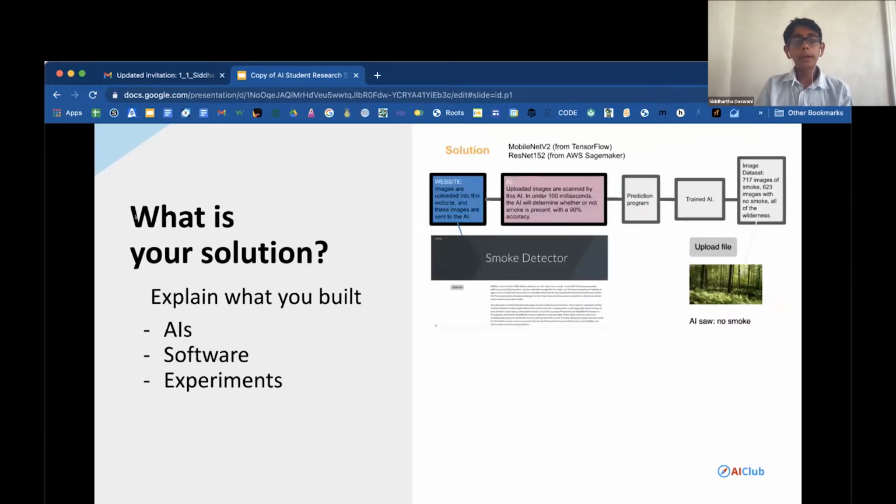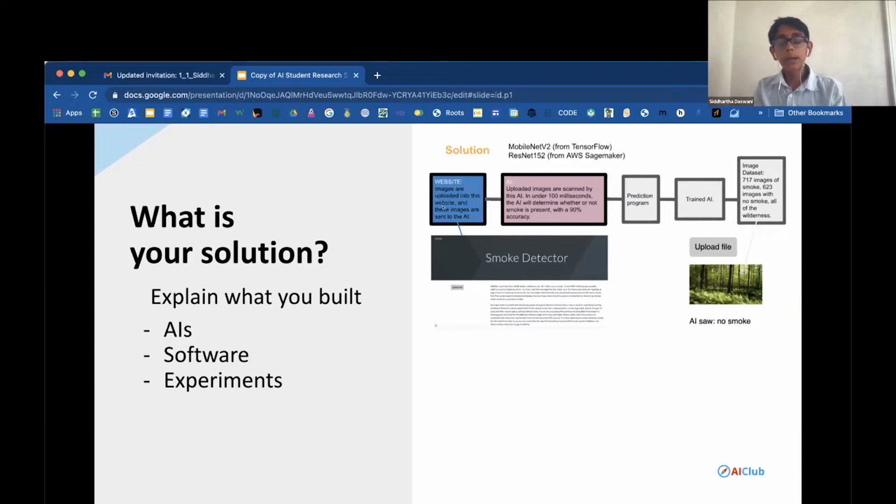So how did I build my AI? I first downloaded 332 images with smoke and 287 images with no smoke. Once I had my data, I used a program called Pixie to Navigator to train the AI. I used the ResNet 152 and MobileNet V2 algorithms to train my AI. I used different hyperparameters to tweak the aggressiveness of the AI, and I then made a table of my findings and determined that ResNet 152 was the best algorithm to use in my AI with an accuracy of 98%.